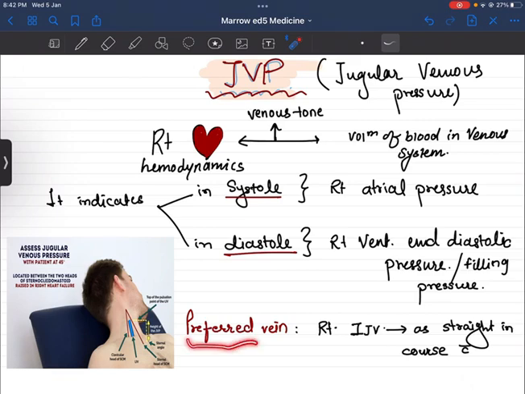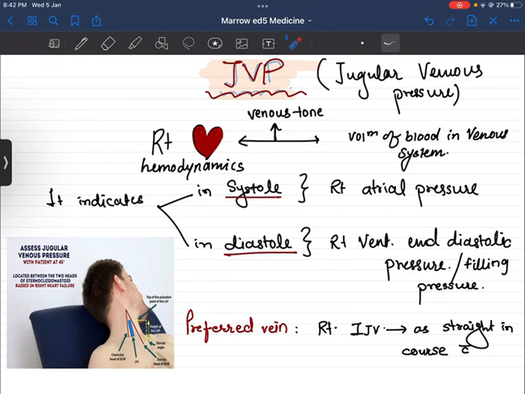Which is the preferred vein to measure JVP? It is the right internal jugular vein. It is located between the two heads of the sternocleidomastoid, and raised in right heart failure. This is the internal jugular vein between the clavicular head of sternocleidomastoid and the sternal head of sternocleidomastoid.